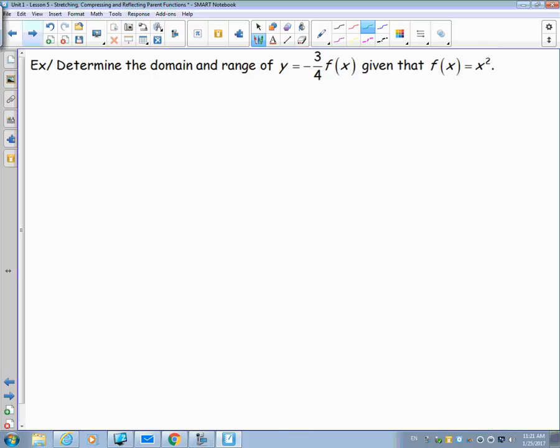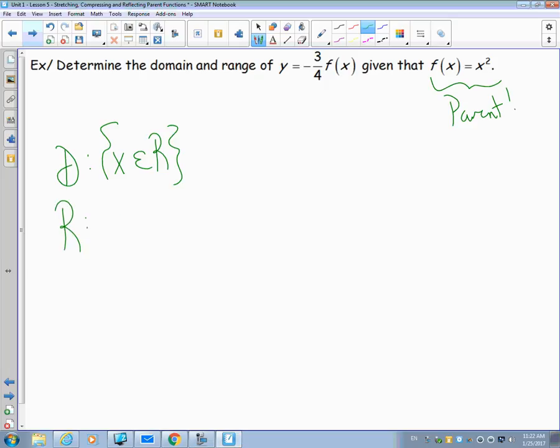Let's try the next one. Determine the domain and range of y equals negative 3/4 f(x), given that f(x) is x squared. Here's my parent. And all I'm asked this time is domain and range. So all I need to know is domain and range of parent. Domain of a quadratic. Left and right forever and ever and ever, right? Range, it's always greater than 0.